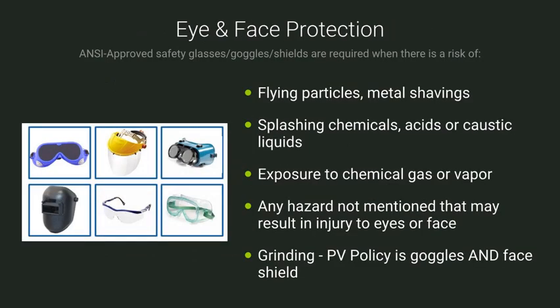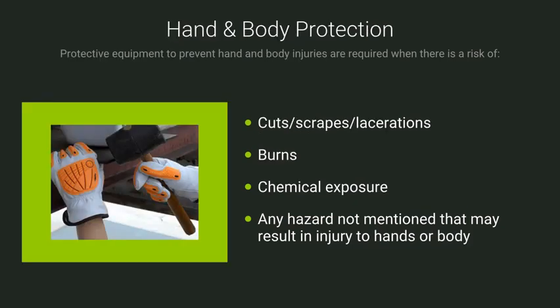Eye and face protection is required whenever there are risks of getting something in the eyes or face that may cause injury, such as metal shavings, chemicals, or vapors. For grinding, Pac-Van policy requires that all personnel wear goggles and a face shield to prevent eye injury. Hand and body protection must be worn when there is a risk of injuries such as cuts, burns, or chemical exposure. Examples of hand protection are gloves, while an example of body protection is a chemical-resistant vest.